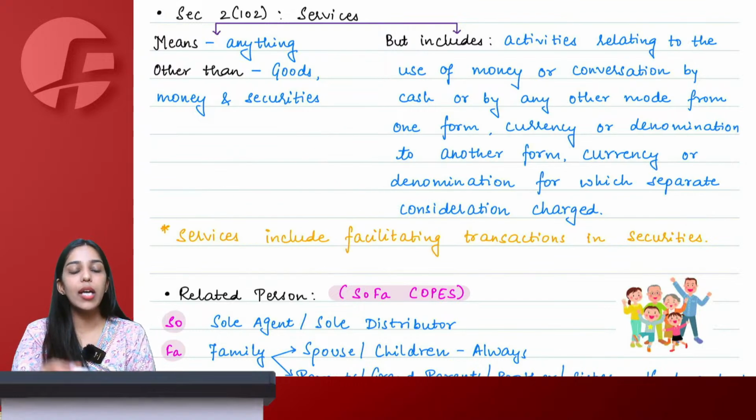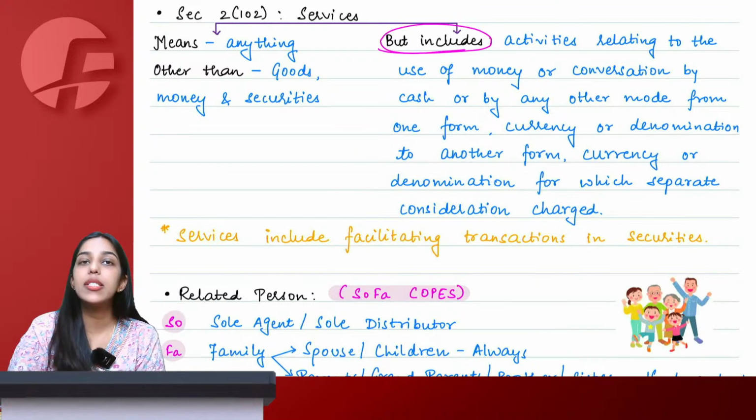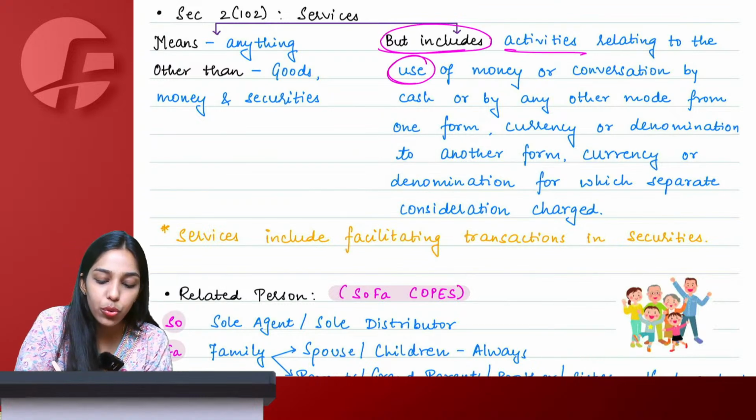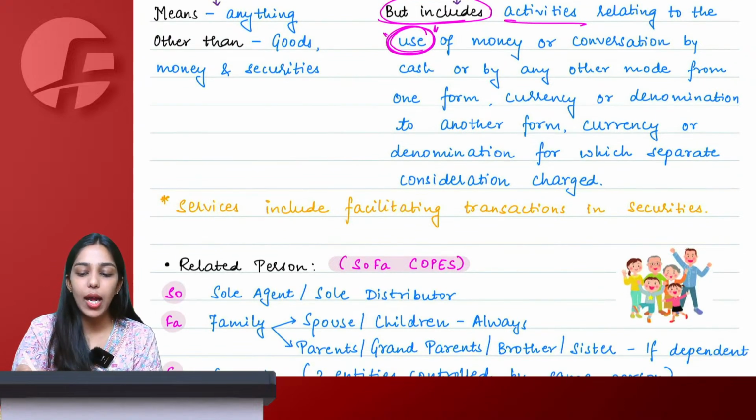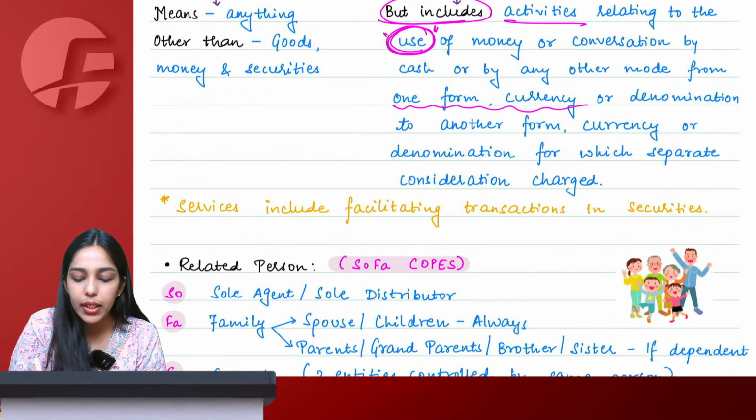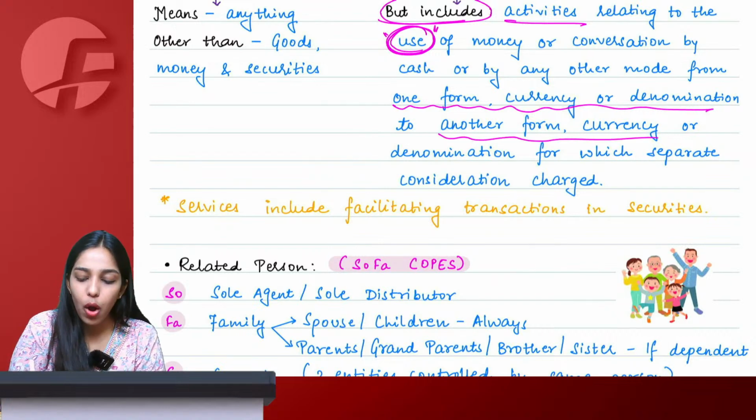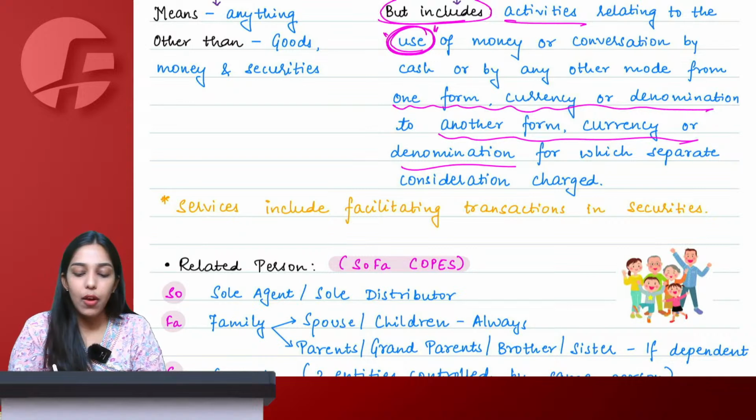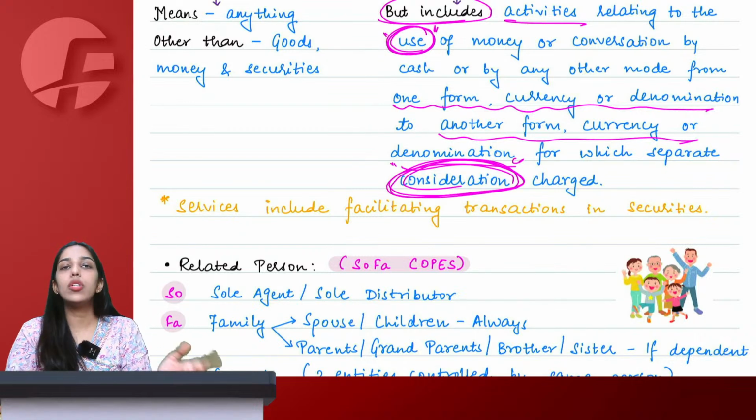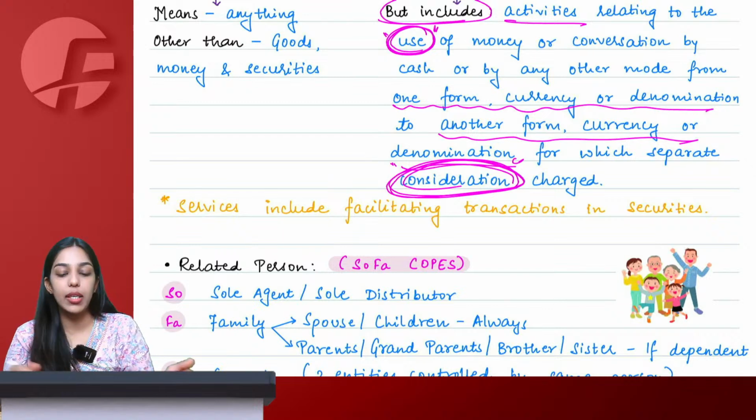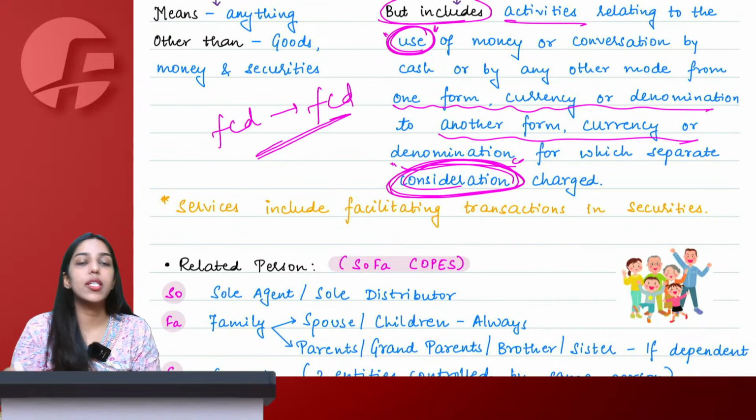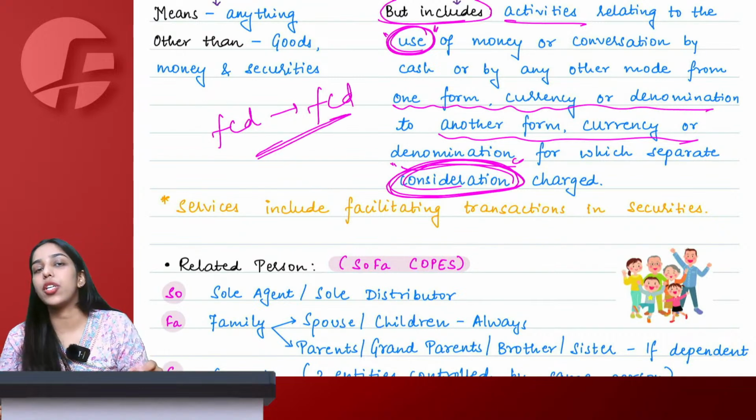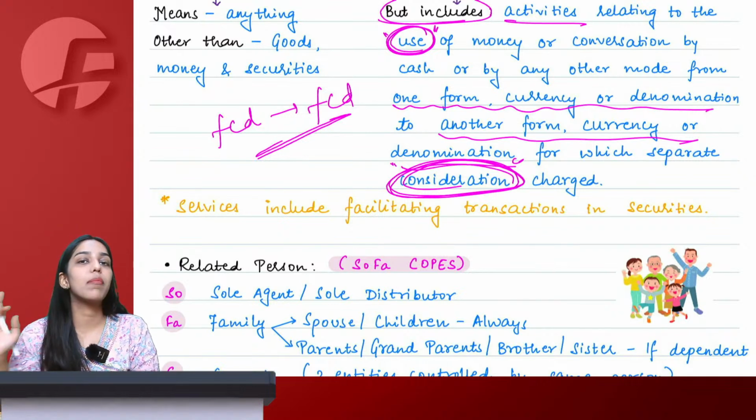Money and security are neither goods nor services. But understand, any activity relating to use of money, or conversion by cash or any other mode from one form currency or denomination to another, most importantly for which you are charging consideration. If no consideration is charged, then again it is purely dealing in money. But if a consideration is charged, then that would be treated as a supply of service.